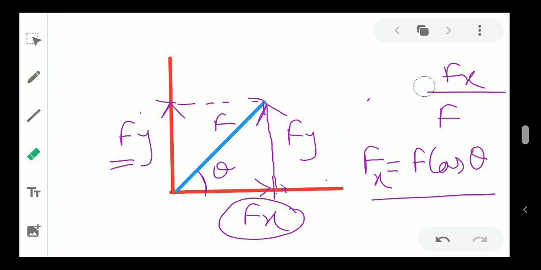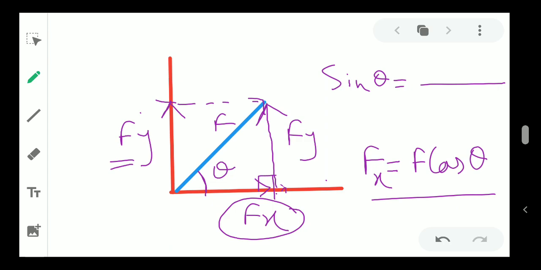Now if I find sin theta, I can see that sin theta is perpendicular by hypotenuse. My perpendicular is Fy, because this is 90 degrees, since it's a rectilinear coordinate system. So this will be Fy by F. From that I can easily write that Fy is F sin theta. So I can always write that the Fy component is F sin theta.